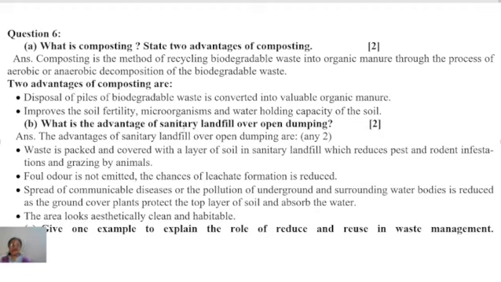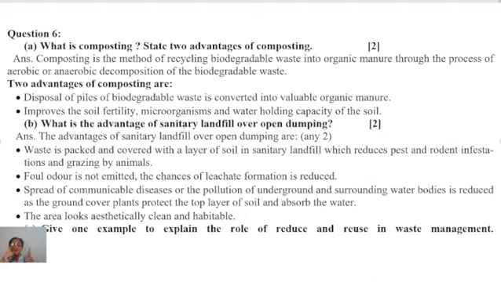Now, what are the two advantages of composting? Number one is disposal of piles of biodegradable waste. Otherwise, it would be lying in the open. It could cause pollution, right? Now, what is being done? That entire amount of biodegradable waste is taken from there and converted into valuable organic manure. So this is number one.